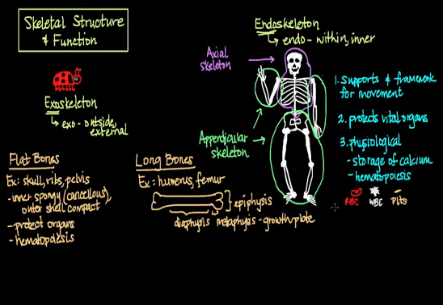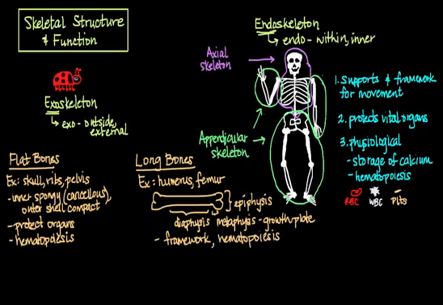And these long bones are made up of the same inner spongy cancellous bone with an outer shell of compact bone, just like flat bones. And these long bones really are the ones that provide a framework for movement, like we talked about before. And they also serve as a site of hematopoiesis.